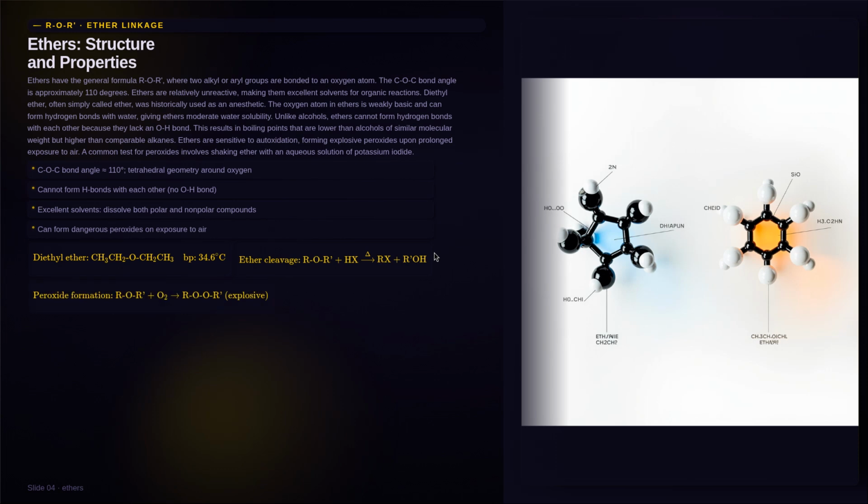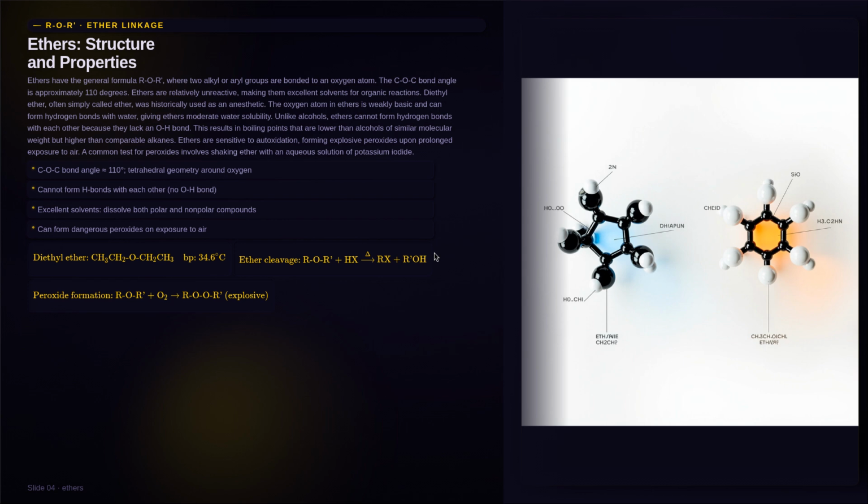Ethers have the general formula ROR', where 2 alkyl or aryl groups are bonded to an oxygen atom. The COC bond angle is approximately 110 degrees. Ethers are relatively unreactive, making them excellent solvents for organic reactions. Diethyl ether, often simply called ether, was historically used as an anesthetic.